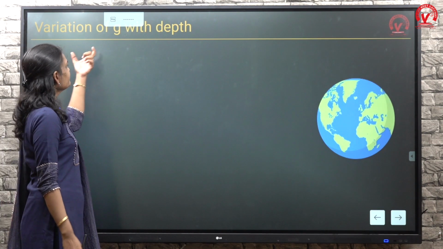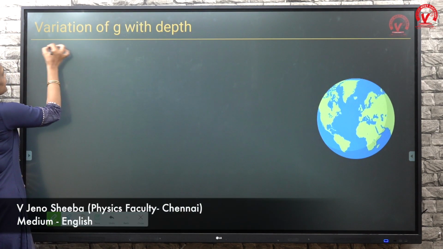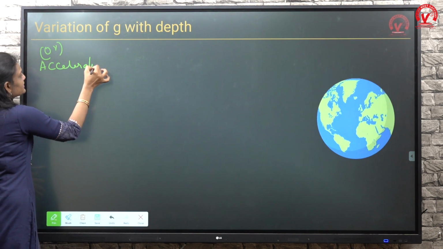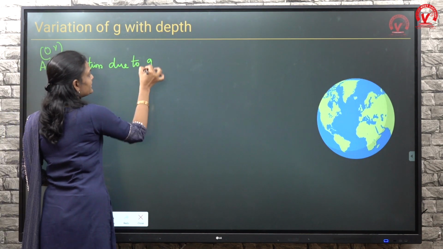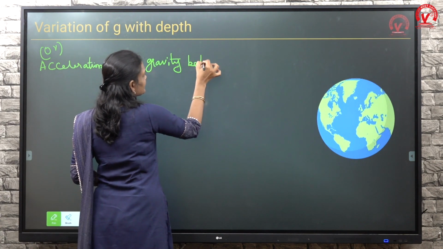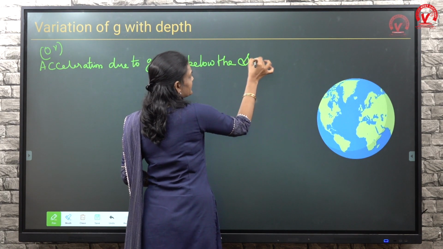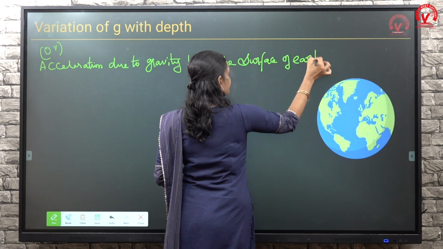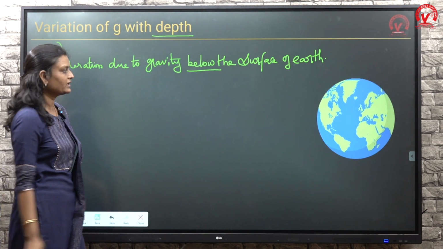Now we are going to find the variation of g with depth, okay, or else we can say this is the acceleration due to gravity below the surface of earth. Below the surface of earth, that is, we are going to find the depth, okay.